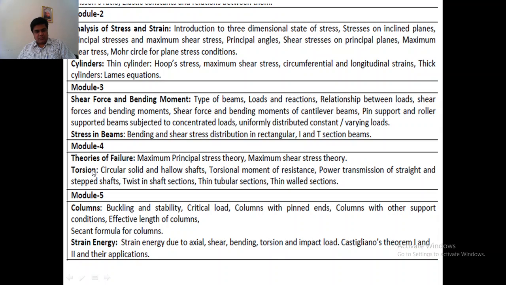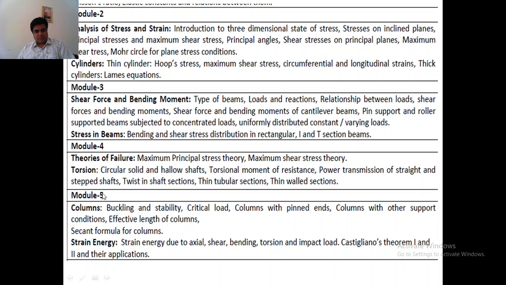And coming to one more chapter in module 4, it is torsion. Torsion is nothing but twisting moment, the phenomenon of twisting moment, or of rotating shafts, and what stresses are induced when the shaft is rotating. That concept is called torsion.